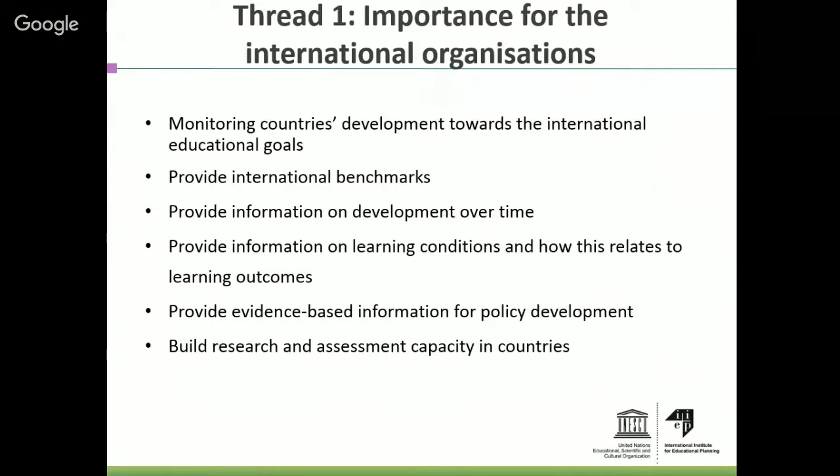Then to provide international benchmarks for key learning outcomes, to provide information on development over time, trends at regular intervals, and to provide information on learning conditions and how this relates to learning outcomes. Provide evidence-based information for policy and curriculum development, and to build research and assessment capacity in countries.